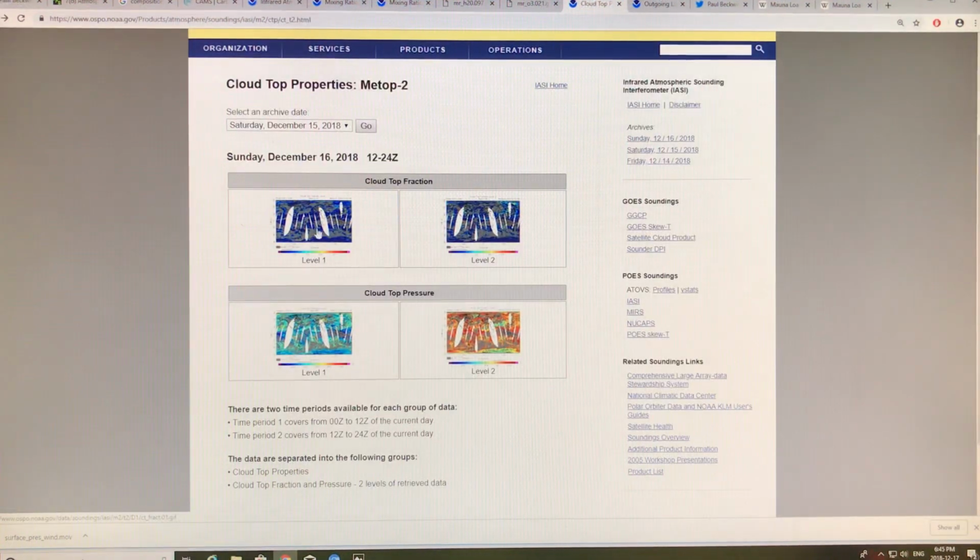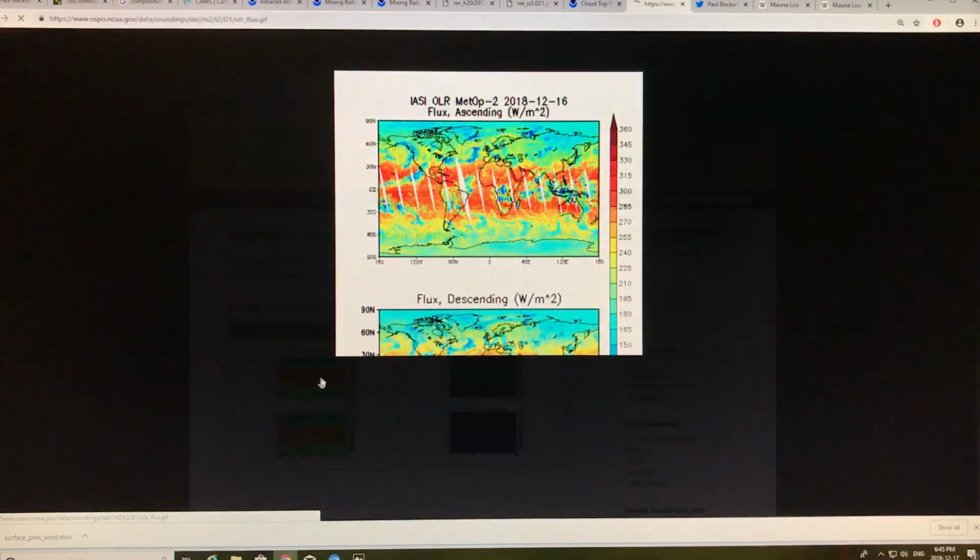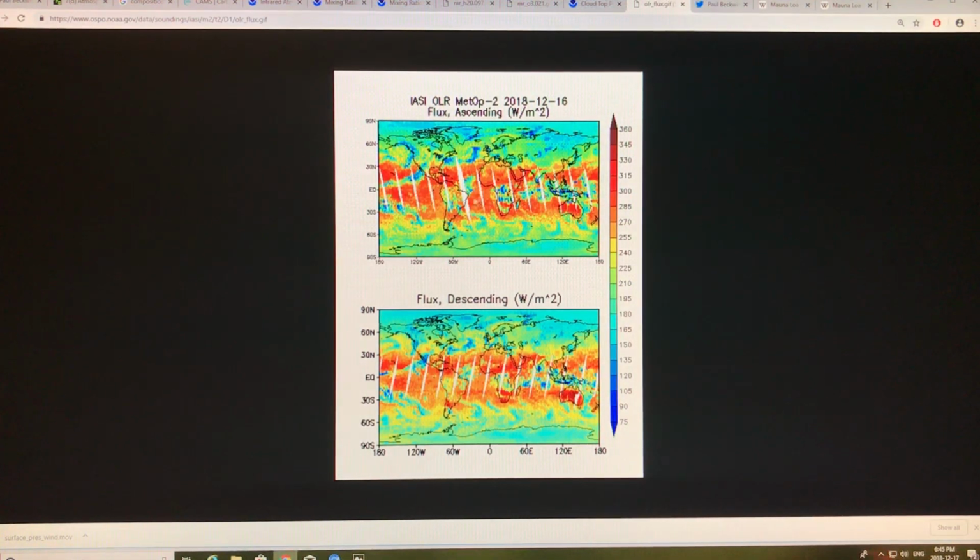You can also get information on cloud tops. You can get the pressure at the cloud tops, and that allows you to get the elevation of the clouds and the fraction of clouds. You can also get radiation fluxes, but I'm not going to go into those in much detail. Basically, solar radiation is shortwave radiation, mostly from the sun, which heats up the surface of the Earth. The Earth then re-radiates that heat as long-wave radiation, and the satellite is measuring the long-wave radiation coming up from the surface.